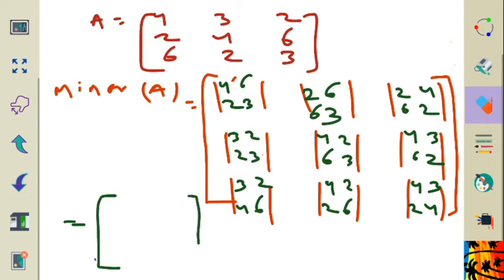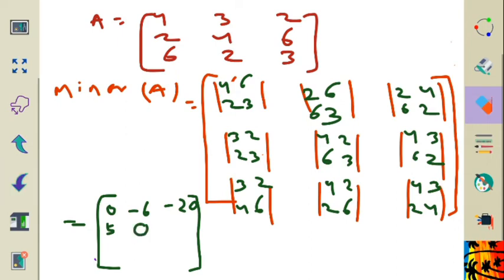If I write the answer, the first one is 12 minus 12, which is 0. Next it is 6 minus 12, which is minus 6. Next it is 4 minus 24, which is minus 20. Clear? Now this is 9 minus 4, which is 5. Next it is 12 minus 12, which is 0. Next, 8 minus 18, which is minus 10. I repeat, this one will be 0.